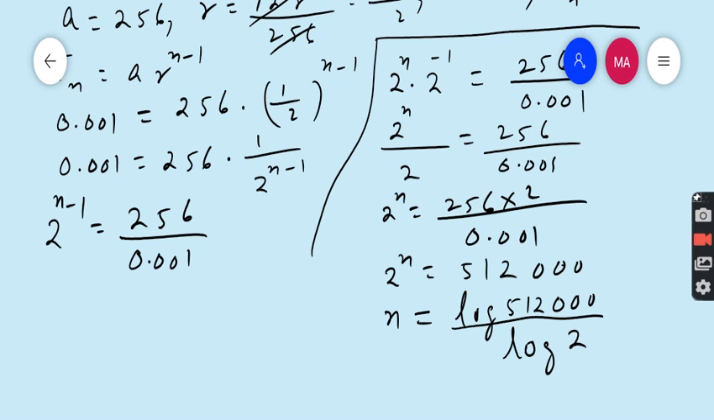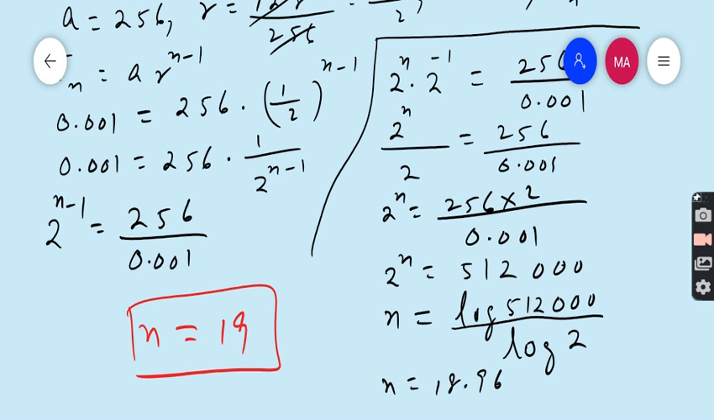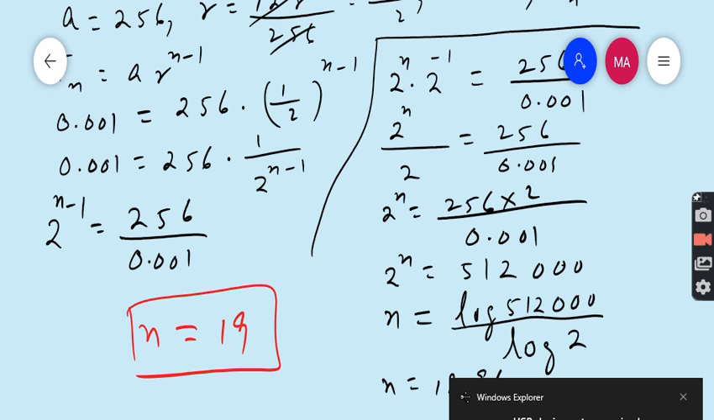The answer is 18.96. The answer is n is equals to 18.96. Again, n cannot be in decimal form, so n should be 19. This is our final answer. So hope you understand this interesting question. The whole exercise is very easy and very interesting and very important according to examination point of view.